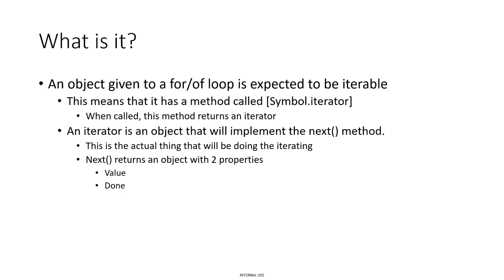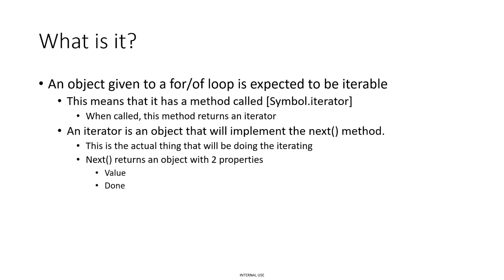Now, an iterator is an object that will implement the next method. When you create your own implementation of this iterator interface, you get to define how the next method returns. The iterator is the actual thing that's doing the iterating. So you're implementing the interface, but the iterator is the actual thing that's doing the looping.